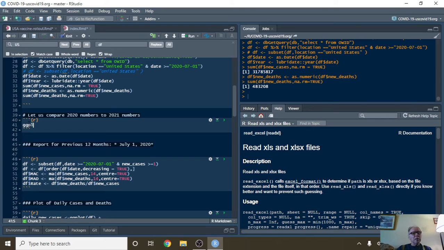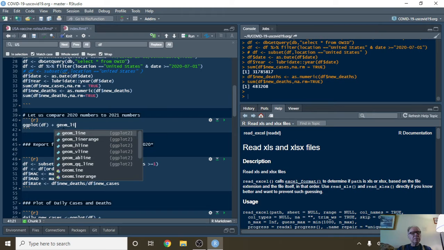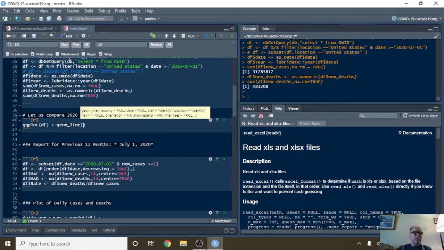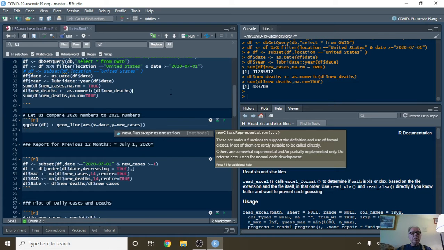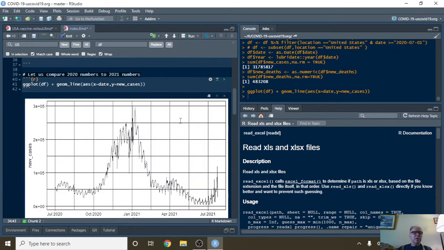Okay. DF, new cases. Let's just see if this works. And it does, good. Now let's try color.